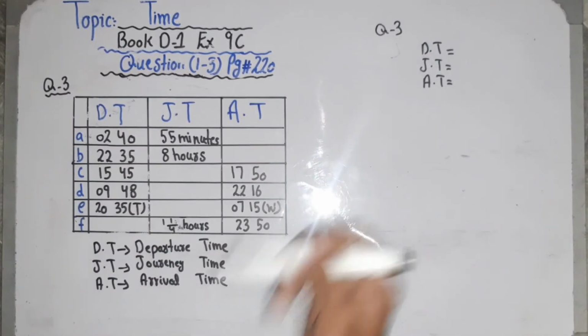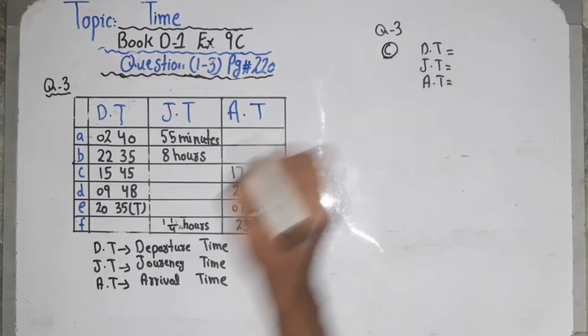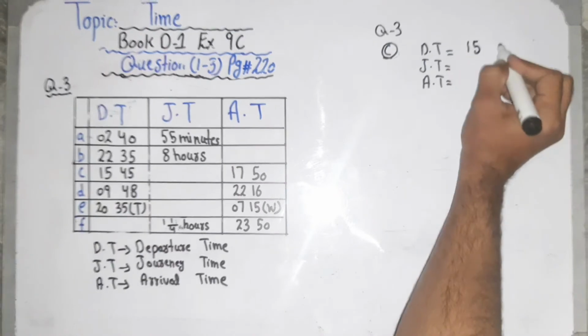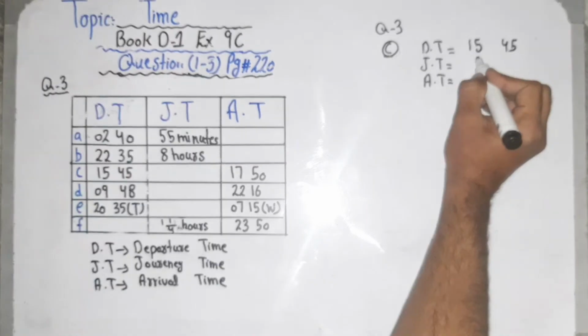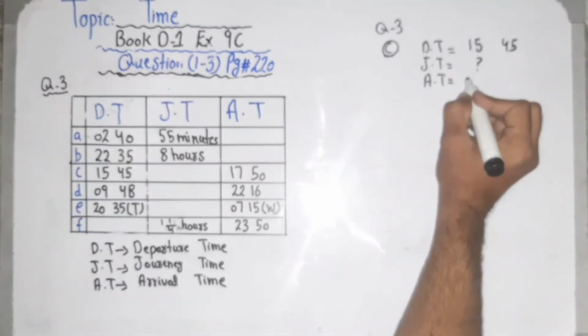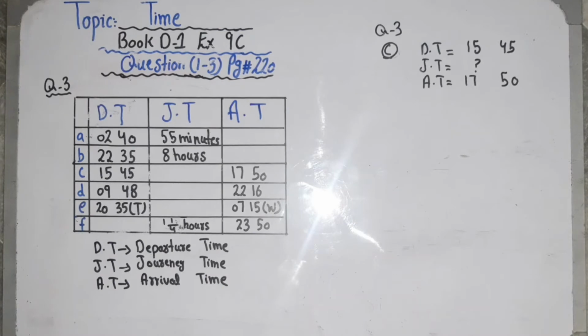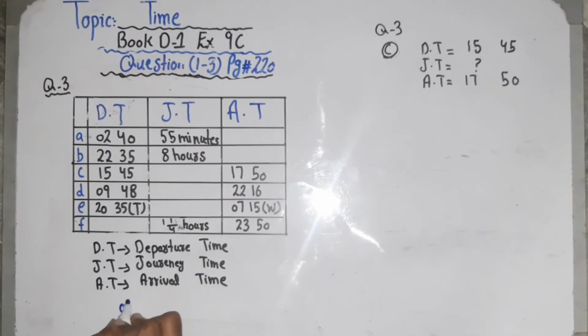In part C, first of all we have to write the data. Now we have the departure time, that is 15:45. We have to find the journey time, so we will write a question mark here, and then we have 17:50, that is the arrival time. Before solving this part, let's take a practical example. Just like before, you start your journey at 0300. This is your departure time, and you reach your destination at 6:00.